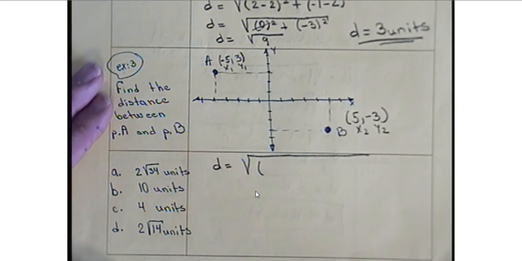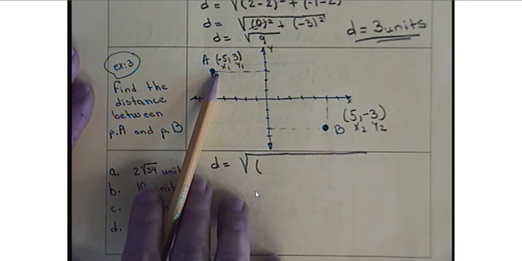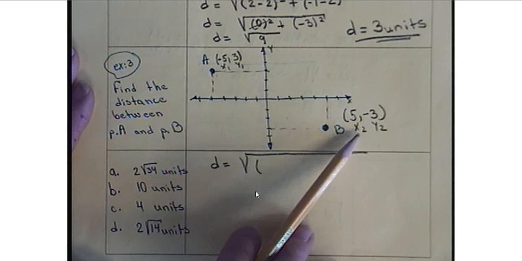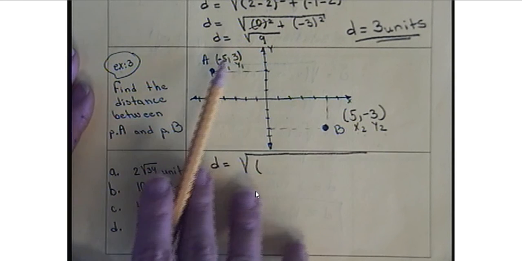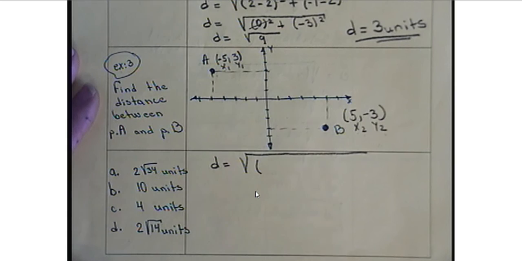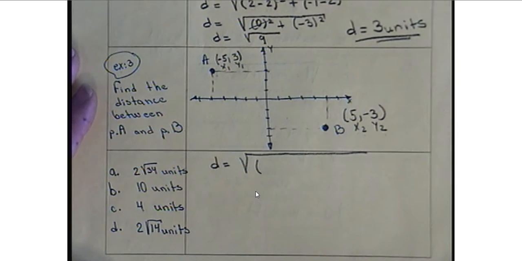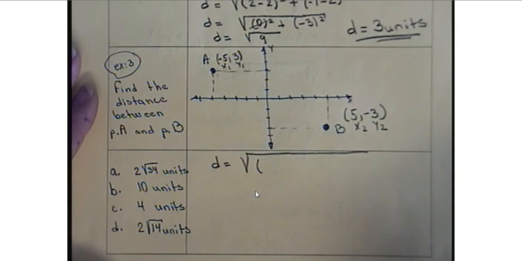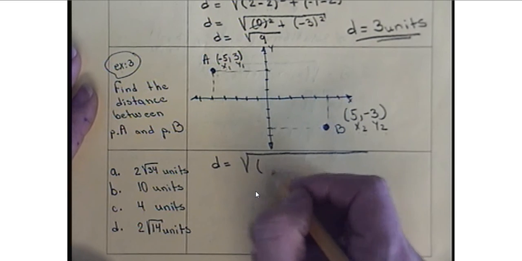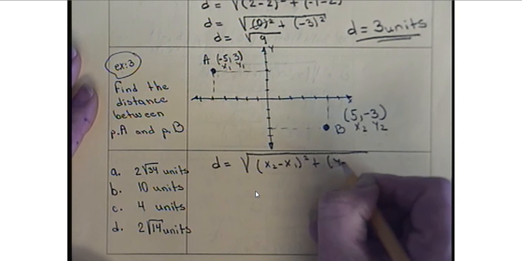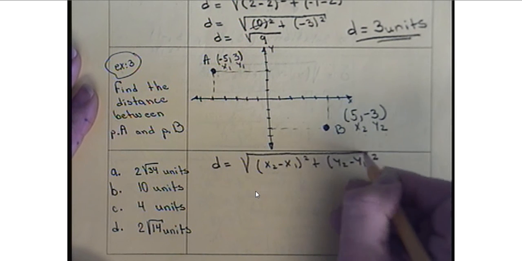Some of you probably are thinking, is that always the first point and this the second point? No, you can label this as x1, y1 and this one as x2, y2. It's your choice. I just started with the top one and went down to the second, so it doesn't matter which one you choose for point 1 and point 2. Once you label the points, then go ahead and apply the formula. So we have x2 minus x1 squared plus y2 minus y1 to the second.